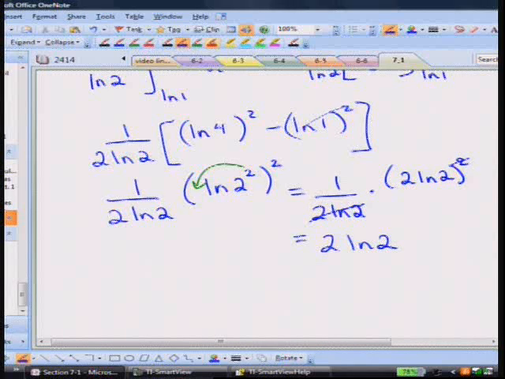Well, you could use the power rule and bring this back up here, and you could write it as the ln of 2 squared, which is the ln of 4.